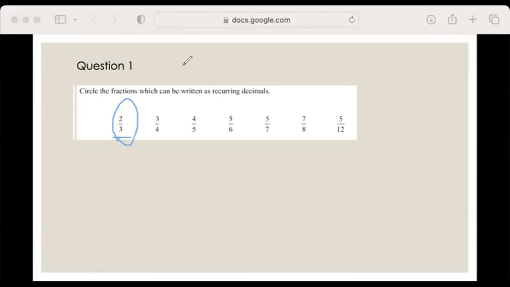Right, 3/4, if you work out, that will end up at 0.75. So that is not recurring. And 4 over 5, you will get an answer of 0.8. So that's also not recurring. But if you work out 5 over 6, once again, you will get 0.8333 recurring. So that is a recurring decimal as well. And 5 over 7 is the next one. You will have some recurring numbers, 0.714 and so on.